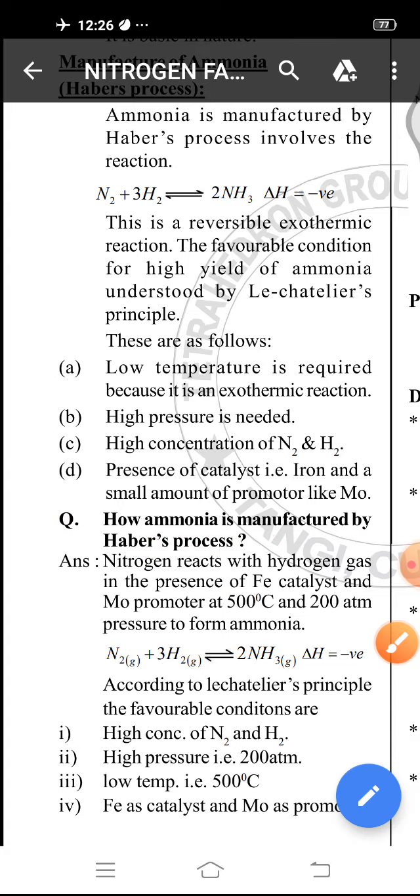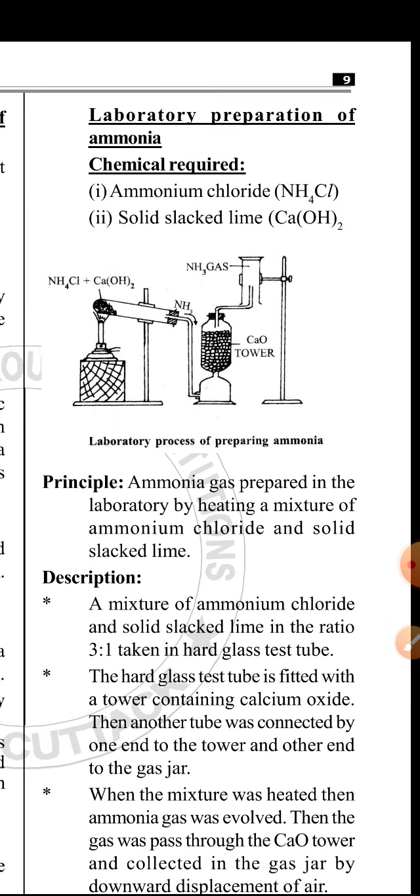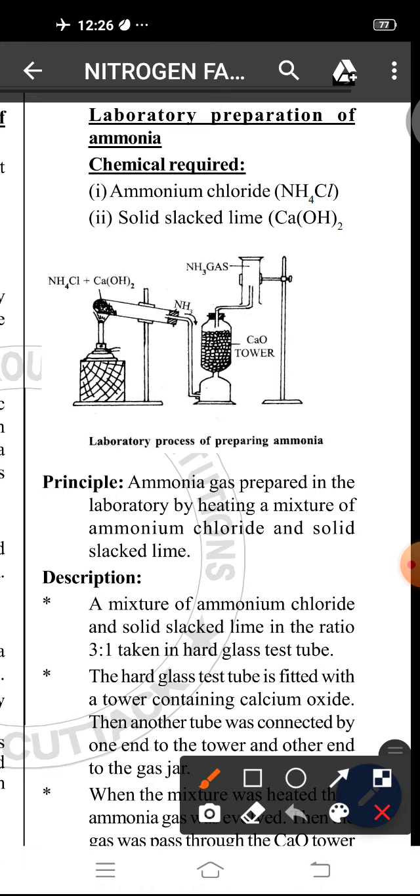Then comes its laboratory preparation. For laboratory preparation of ammonia, two chemicals are required. One is ammonium chloride, having formula NH4Cl, and the second is solid slaked lime, that is calcium hydroxide.